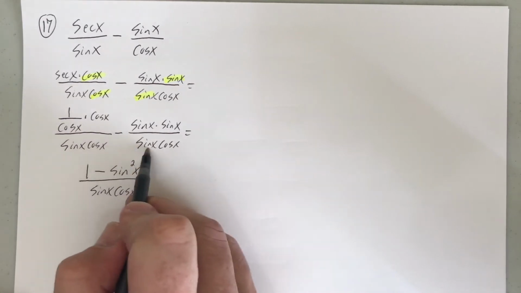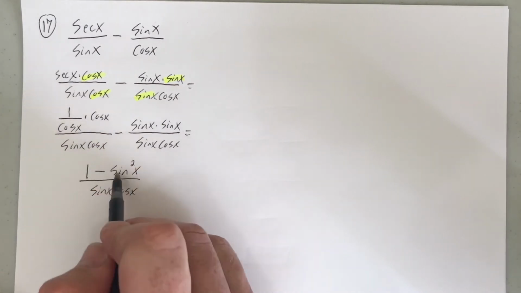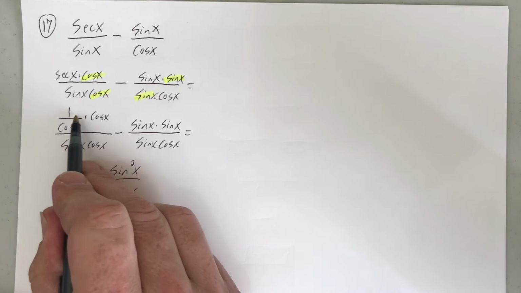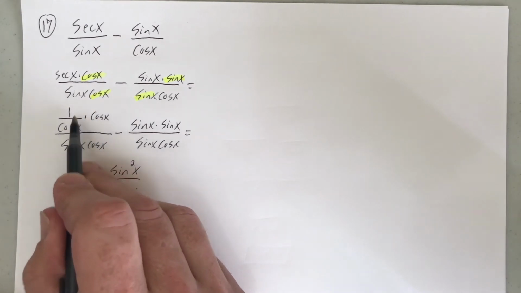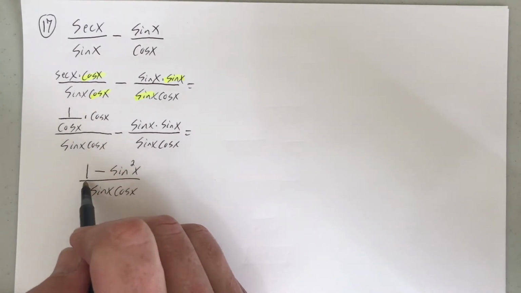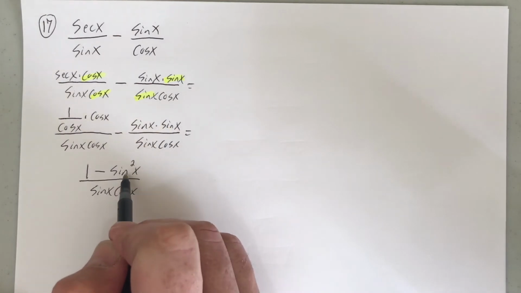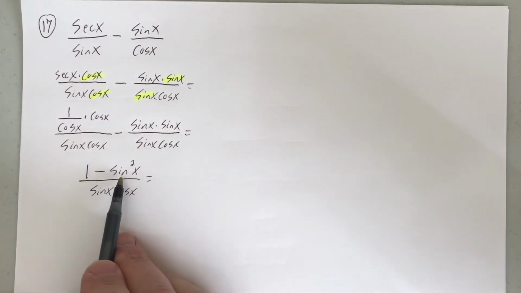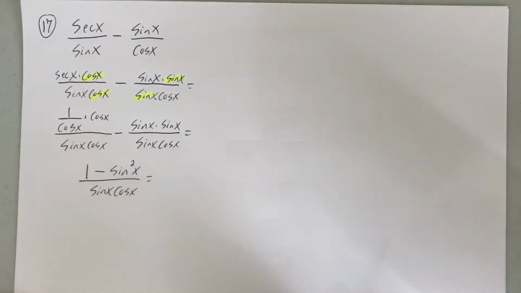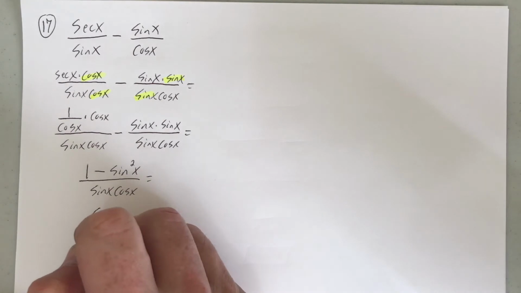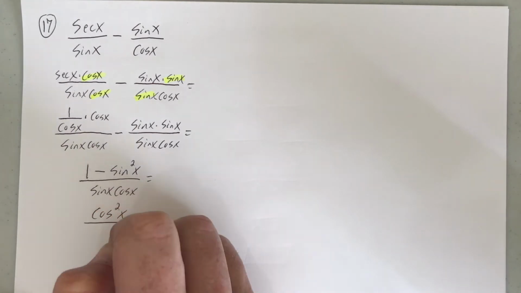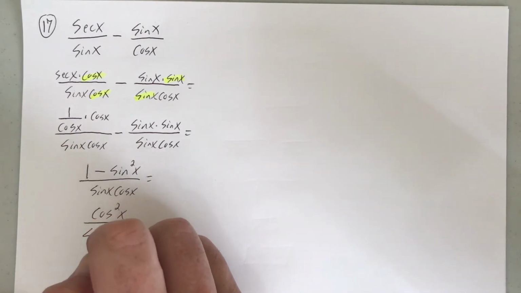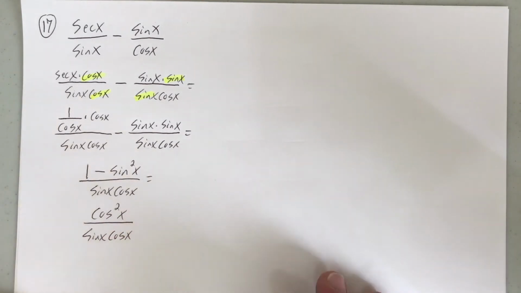Because I have the common denominator, I can do this minus this over the common denominator. Multiply 1 over cosine times cosine x, that gives us cosine over cosine, which is 1, and sine x times sine x is sine squared x. Well, what can we do here? We're looking at 1 minus sine squared x. Go to our Pythagorean identities, that is cosine squared x. So then I have cosine squared x over sine x times cosine x.